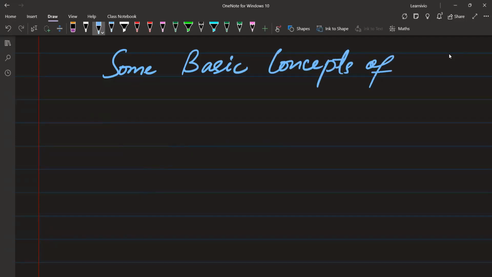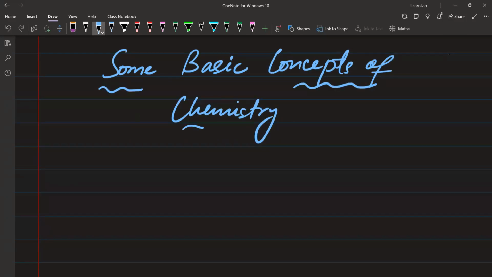Concepts of chemistry. So first of all, we will understand what this chapter is trying to tell us. We will have a broad vision on what this chapter is trying to tell us and what we should take from this chapter. In this chapter, we are going to learn about the language of chemistry. How chemistry talks.